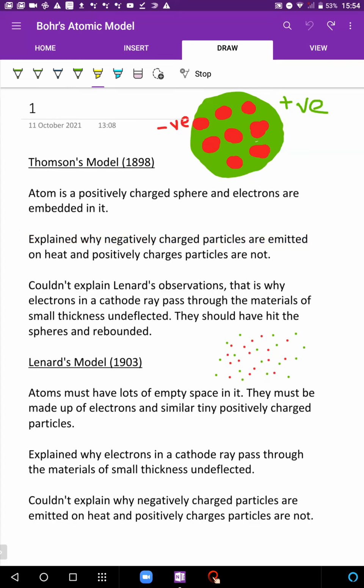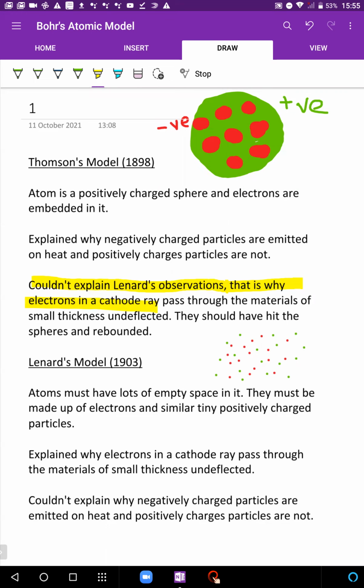There was, of course, a big problem with this model. It could not explain Leonard's observations. Same guy Leonard that we heard of in the photoelectric effect. The photoelectric effect observations are in your main syllabus, but this is a different observation. What was Leonard's observation in this context? He saw that electrons in a cathode ray. So again, electrons emitted by thermionic emission.